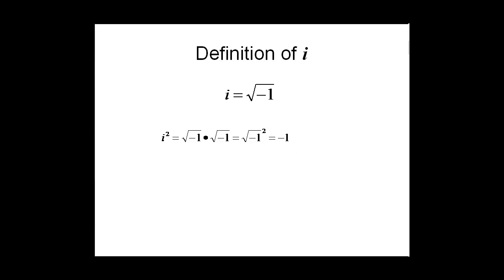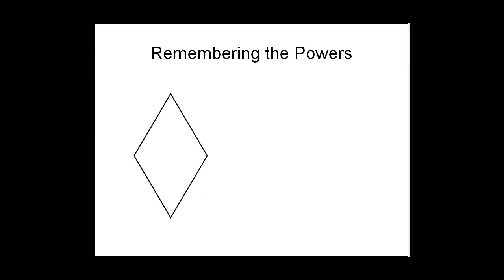i to the third is the negative with the i together, or -i. Because you have 3 of them, this is -1, that turns into i. And i to the fourth is 4 of them, this turns into -1. The second pair turns into -1. -1 times -1 is +1.